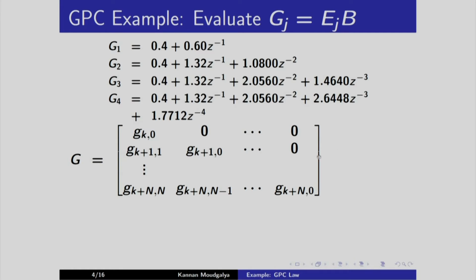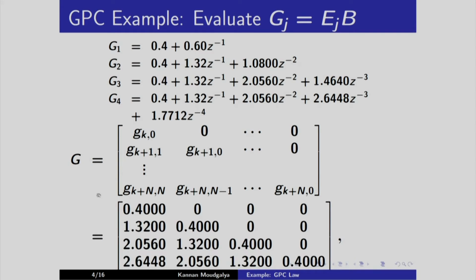Then we put them in the form of this matrix and recall that we flipped the entries here. So 0.4 comes here, 1.32 comes here. Similarly here, it starts at 2.05, 6, then 1.32, then 0.4 as given here, and so on. We have already seen this. In general, this is not square. Here we have it as square because we have taken NU equals NY.